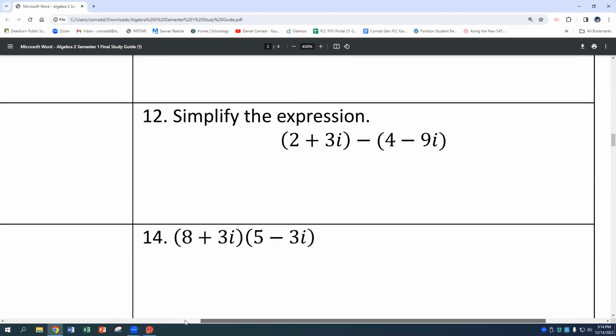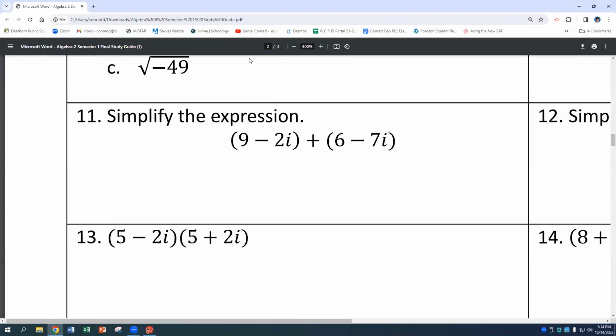Okay, number 11 and 12, we are adding. So when you're adding, you can just get rid of the parentheses. Really, there's a 1 out here. So if you distribute, it's going to be 1 times 9 is 9. 1 times negative 2i is negative 2i. Okay, there's really a 1 in front of here. So when you distribute it, you get plus 6 and then minus 7i. So really, when you're adding, you can just ignore the parentheses. You don't need them. Okay, combine like terms. This is going to be 15 minus 9i.